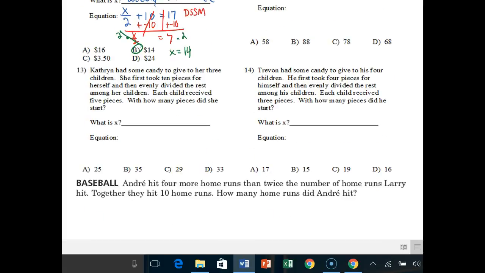And number 13. Catherine had some candy to give to her 3 children. She first took 10 pieces for herself and then divided the rest among her children. Each child received 5 pieces. How many pieces did she start with? Wow, so we got a lot going on here. So pieces she started with, right?